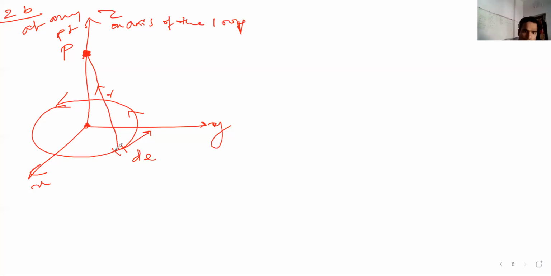So this is our current element, and this is the point of interest at which we wish to find H. And we have seen once we know H, we can find B. B is mu H. And once we know B, there are many other things that we can calculate, like the flux. So they are all related.